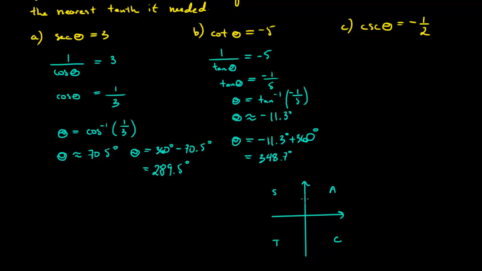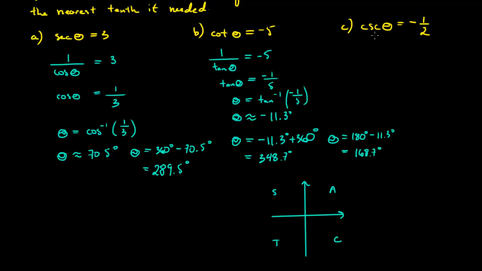Now the reference angle here is 11.3 degrees. That's our reference angle. So another possible angle is 180 degrees minus 11.3 degrees, the reference angle, which is equivalent to 168.7 degrees. So those are our two possible values for theta.